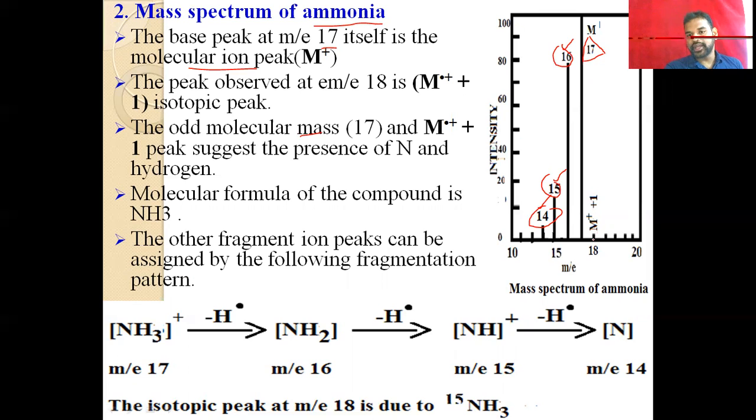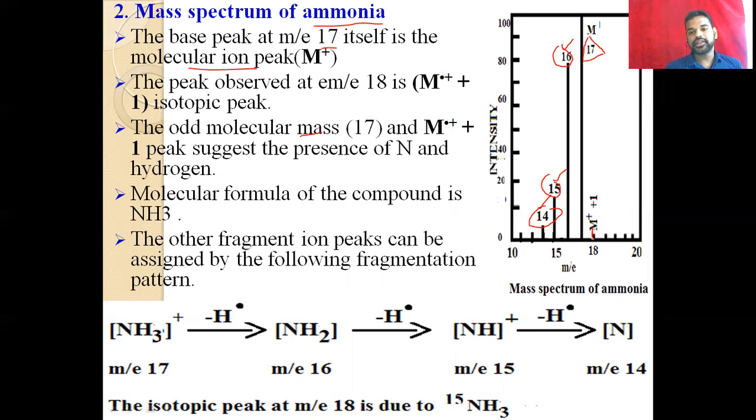At 18 we have the isotopic peak. The molecular mass is odd, 17. The M+1 peak suggests the presence of nitrogen and hydrogen. From the nitrogen rule, if we have an odd molecular mass, then we can expect an odd number of nitrogen atoms.